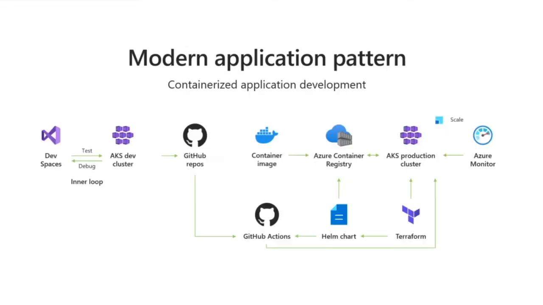The first pattern we talked about is containerized application development, and it's again the most popular pattern people use. It uses technologies like Azure Kubernetes Service and GitHub repositories, and shows how a customer can use these two in full integration, deploy their code, and finally monitor that code using Azure Monitor.